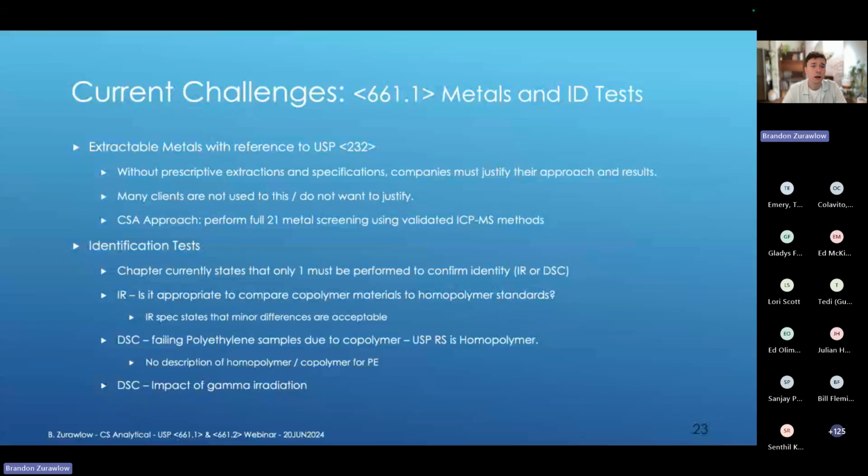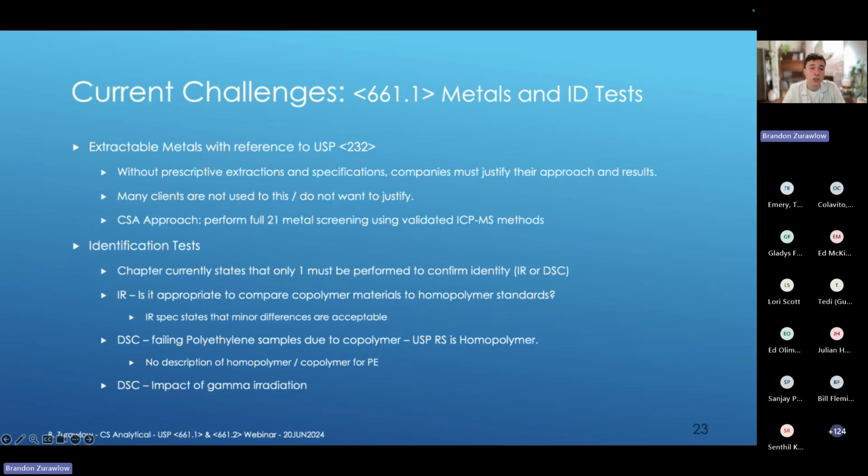Again, without prescriptive extraction steps and specifications, the companies, the end users, are left to justify their approach as well as their results. Many clients are frankly not used to this, and frankly, there are a lot of people that don't want to justify choosing or not choosing a specific metal to assess for.